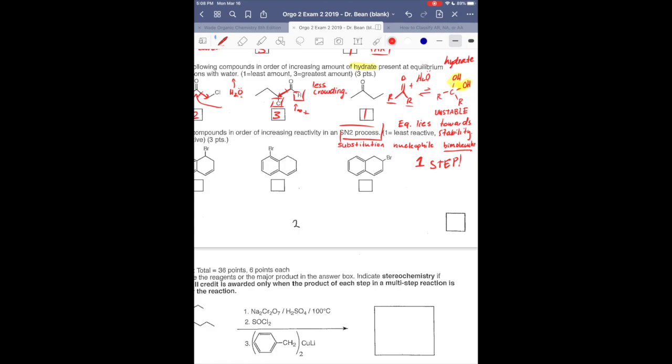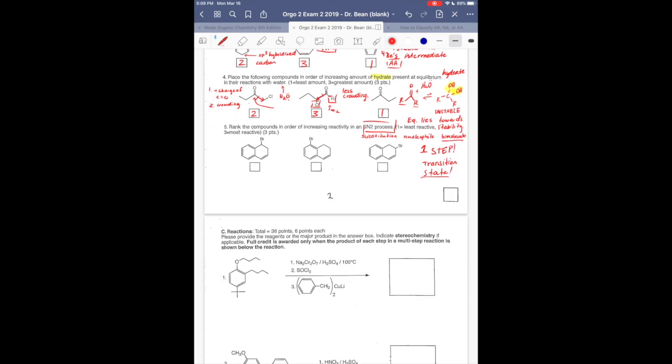So is there the formation of an intermediate? No, there's no formation of a carbocation intermediate. However, even within that 1 step, of course, there's going to be a transition state. So we need to look at the energy level of that transition state, how stable it is. The lower the transition state, right, in terms of energy level, the faster this reaction is going to proceed, aka the more reactive it is in an SN2 process. So we're basically looking at activation energy here.